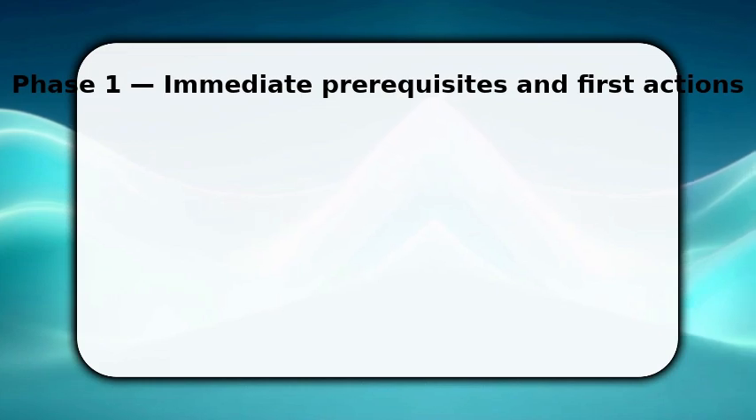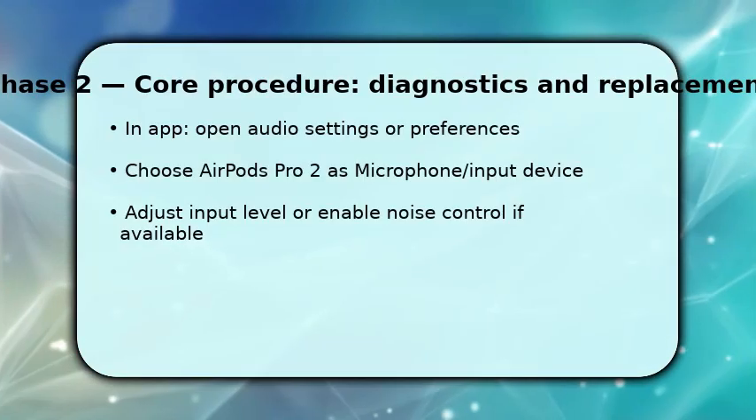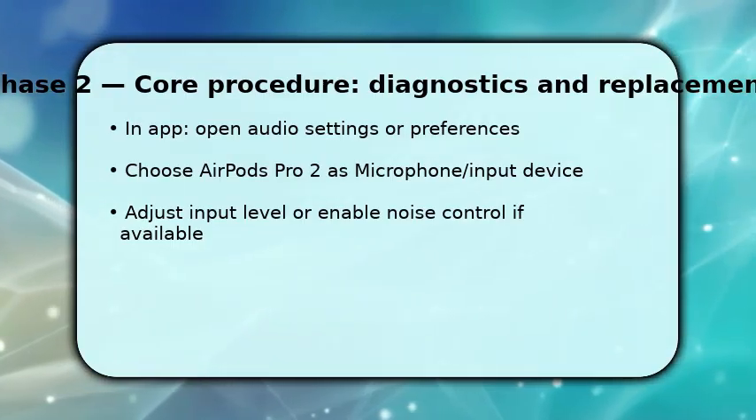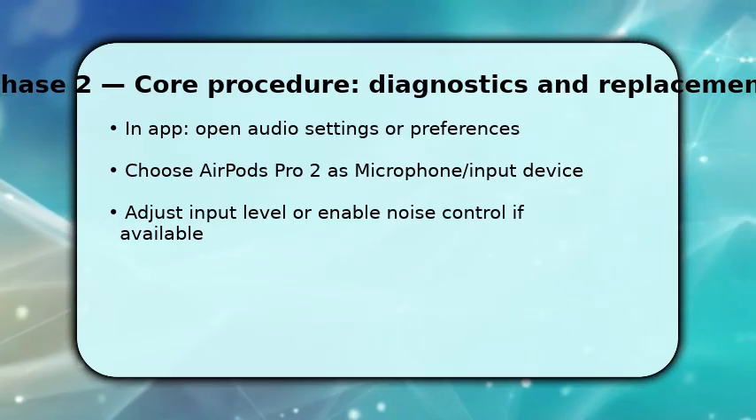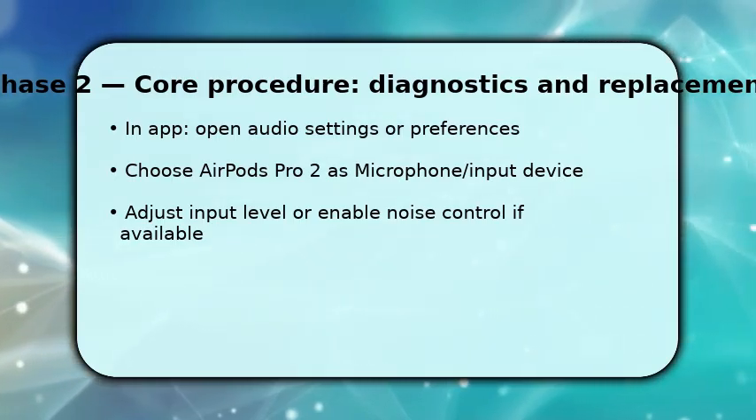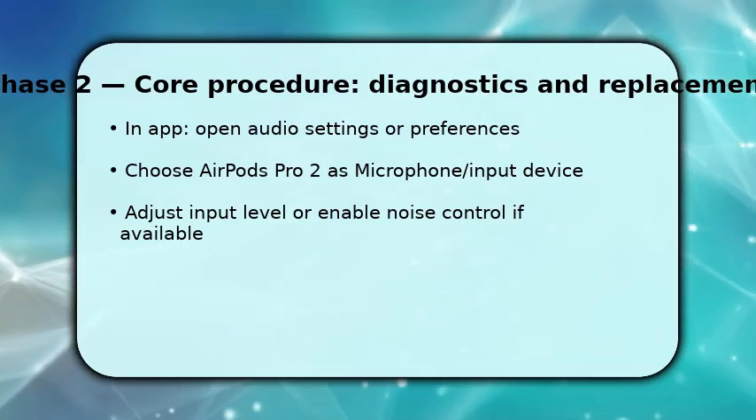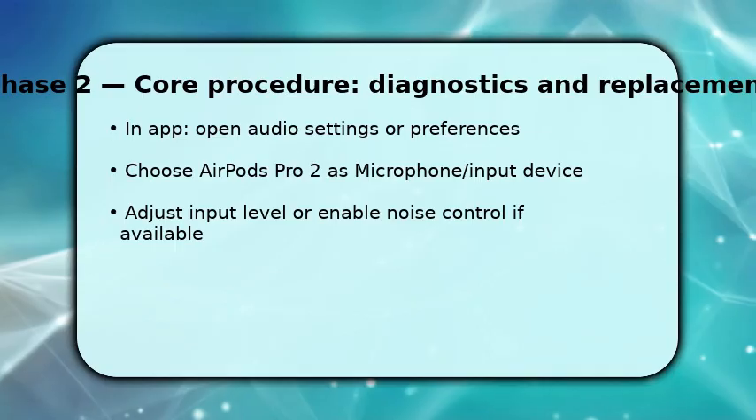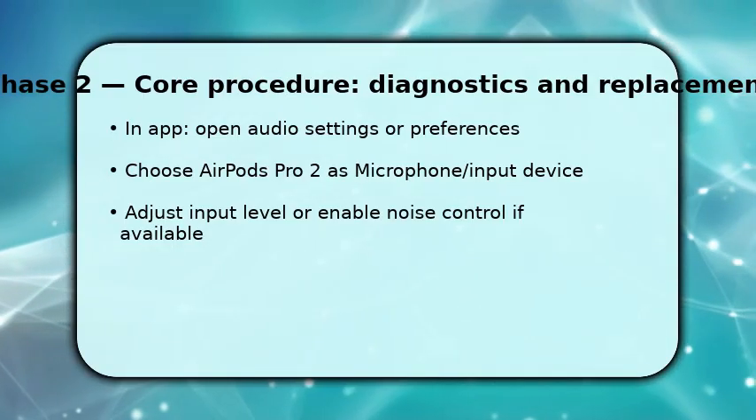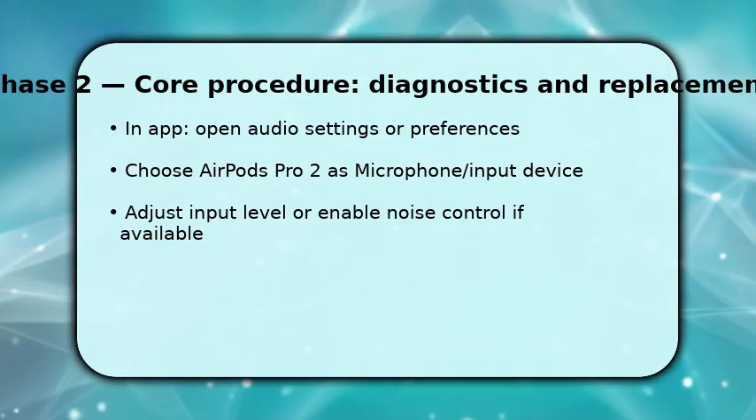Now, direct the app to use the AirPods as the input. In your recording or conferencing app, open Audio Settings and explicitly choose AirPods Pro 2 for microphone or input. Some apps default to the built-in mic, so change it. Adjust input gain or volume so your voice isn't clipping, and enable noise suppression or voice isolation when available to tighten clarity. Make a quick test recording or call to verify levels, because visual meters tell you when sound is neither too low nor too high.